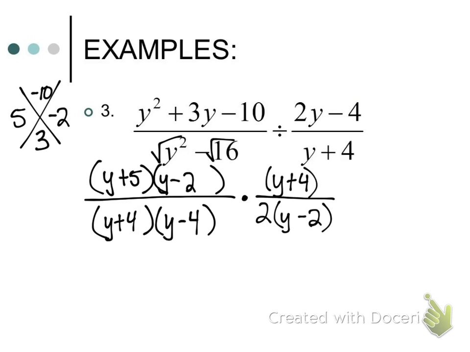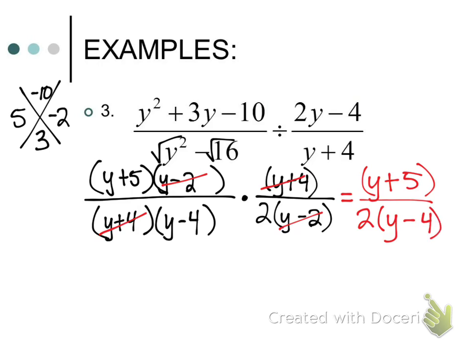Connie, what's something that'll cancel out? The y minus 2's cancel. What's something else that'll cancel out? Y plus 4's. Anything else? No. We still need to write our answer. What goes in our numerator? And in our denominator? 2 times y minus 4. You can distribute in your denominator, but you do not have to.